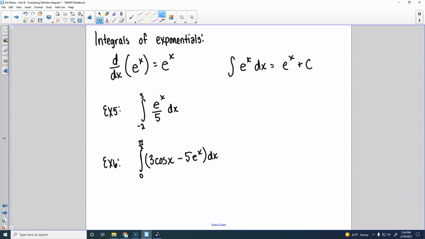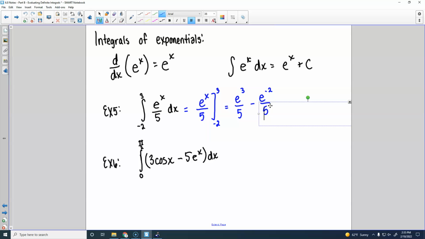Okay, so if we are integrating e to the x over 5, that's the same as having 1/5 e to the x. 1/5 is just a coefficient. So when you integrate e to the x over 5, you get e to the x over 5 plus C. Since this is a definite integral, we are not going to put the plus C. We're going to put this bracket with the 3 to the negative 2, and so we would get e to the 3rd over 5 minus e to the negative 2 over 5.